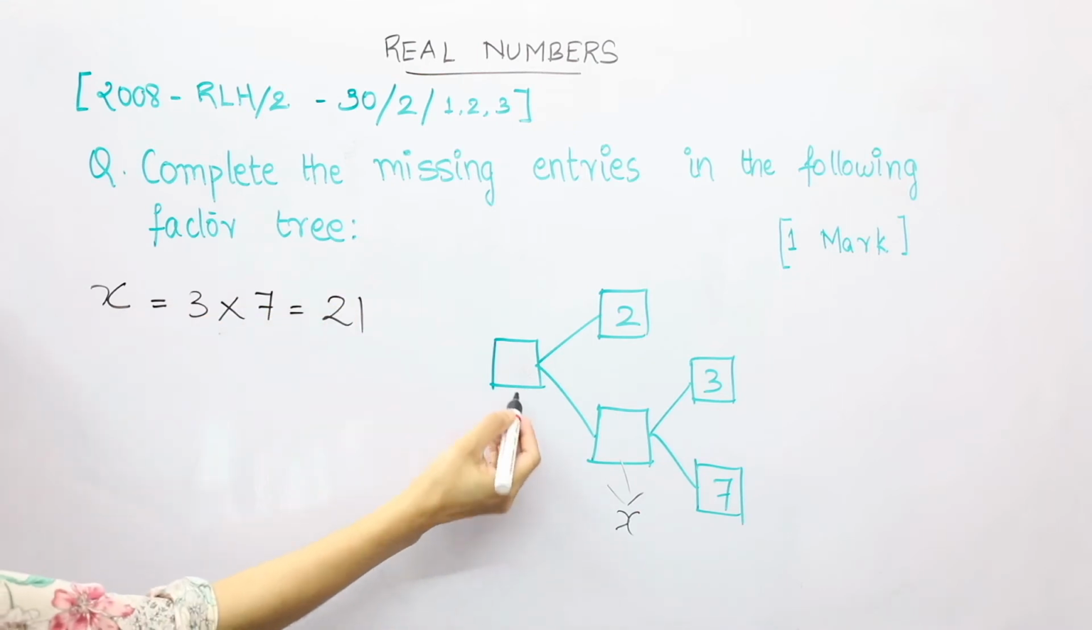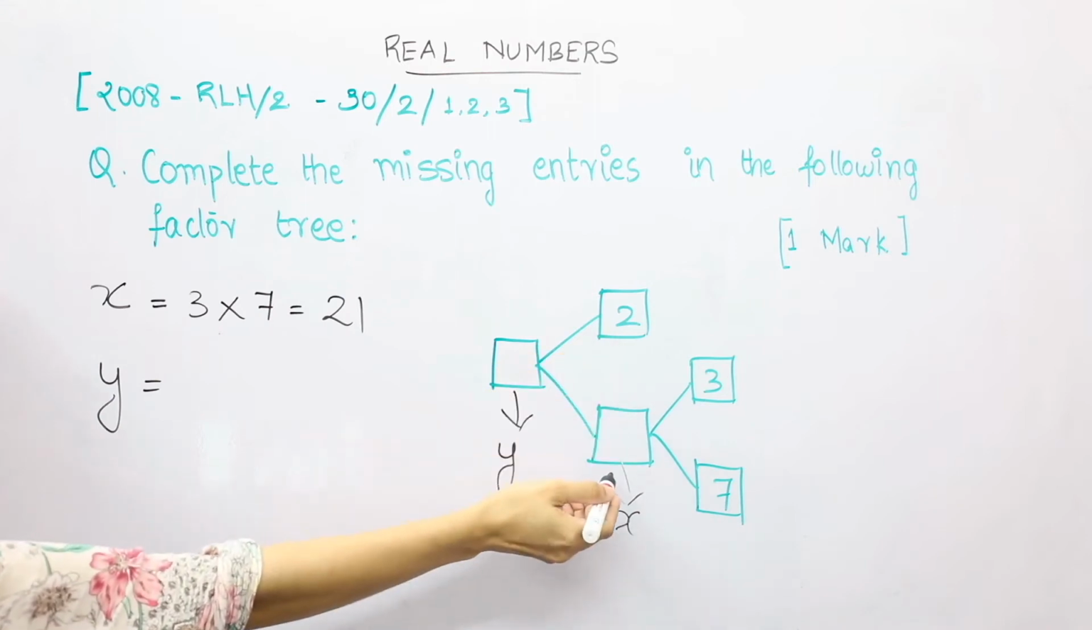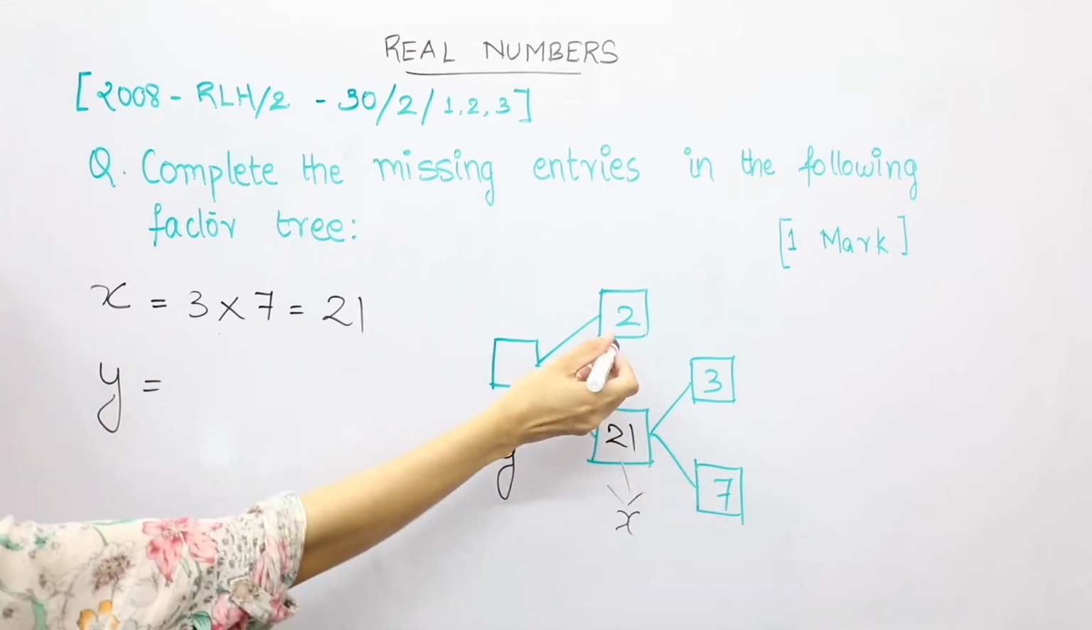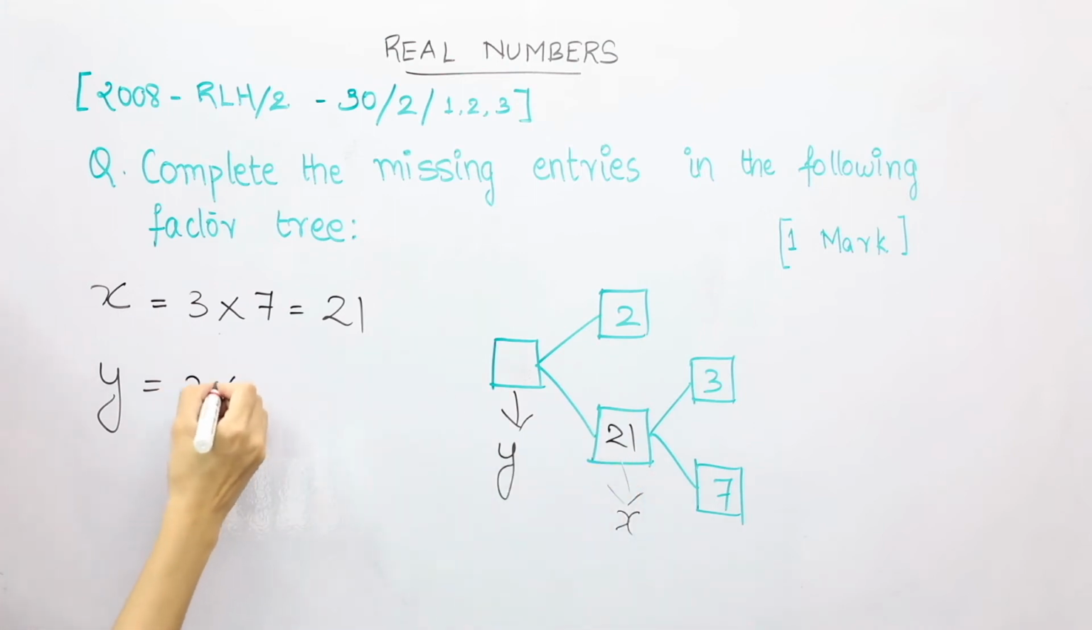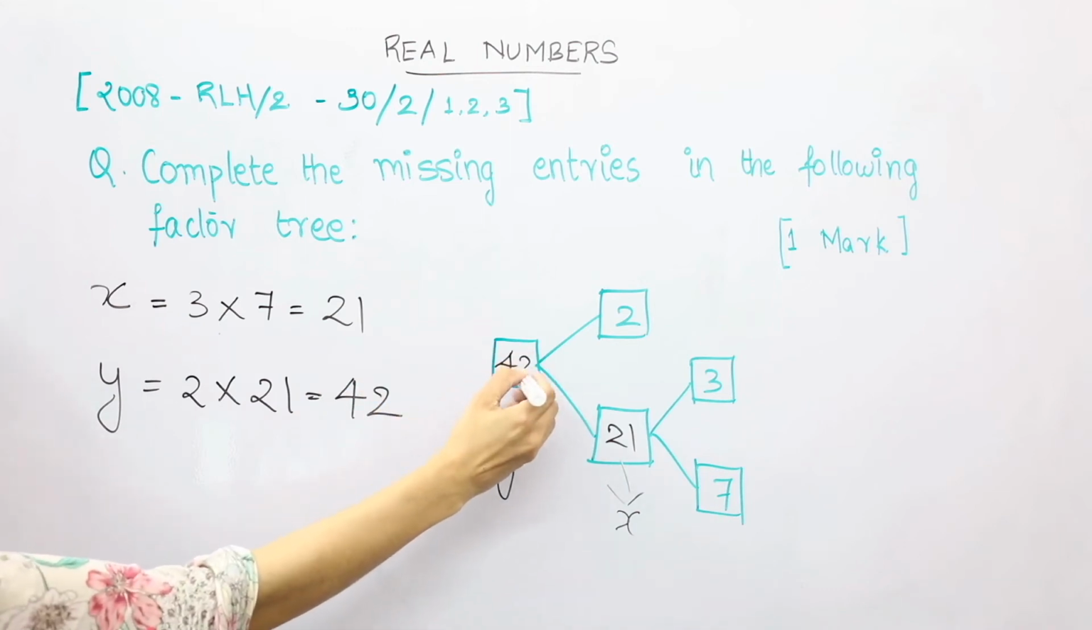And the second number, let us assume to be y. y is the product of these two numbers. x we've already found as 21. So 2 and 21. The product of 2 and 21 is 42. So y is equal to 42.